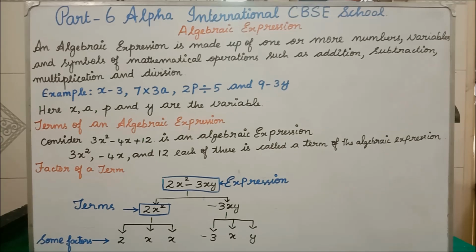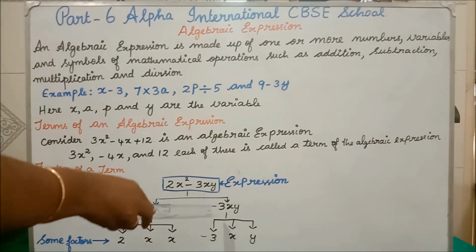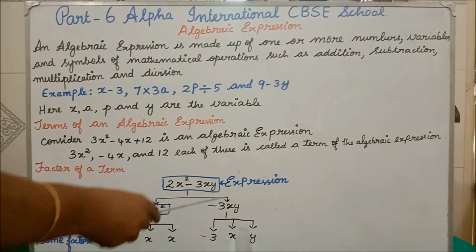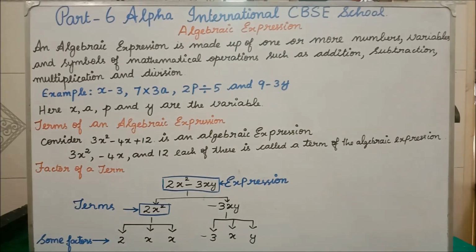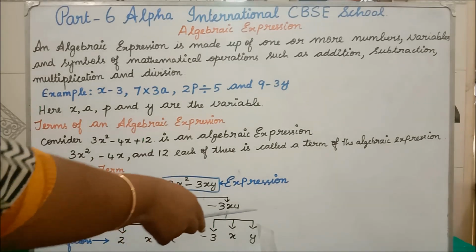What are the factors of this 2x square? The factor of 2 is what? 2 itself. This x square, how can we write it? X square means what? X into x. If x cube, what does it mean? X into x into x. Based on the power, you have to write the variables. Clear? Now you see here, in minus 3xy, minus 3 we write as such, x we write as such, y also we write as such. These minus 3, x, y are what? Some factors of minus 3xy.